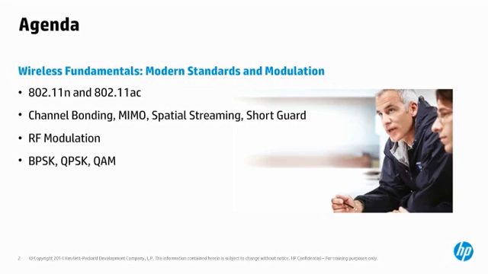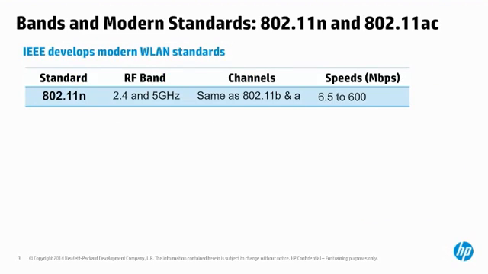Let's get started. The 802.11n standard gained traction around 2009-2010. Engineers developed new techniques, pushing data rates up to 150, 300, and even 450 megabits per second. These techniques were applied to both the 2.4 and 5 gigahertz bands.